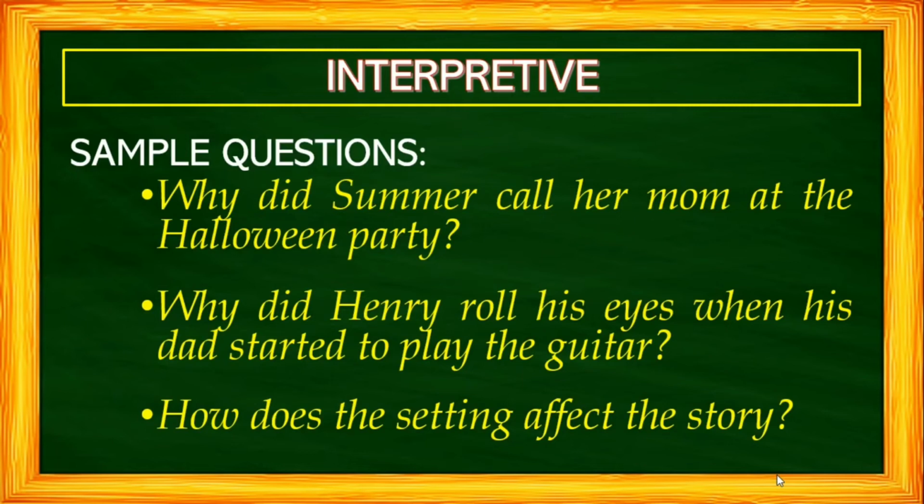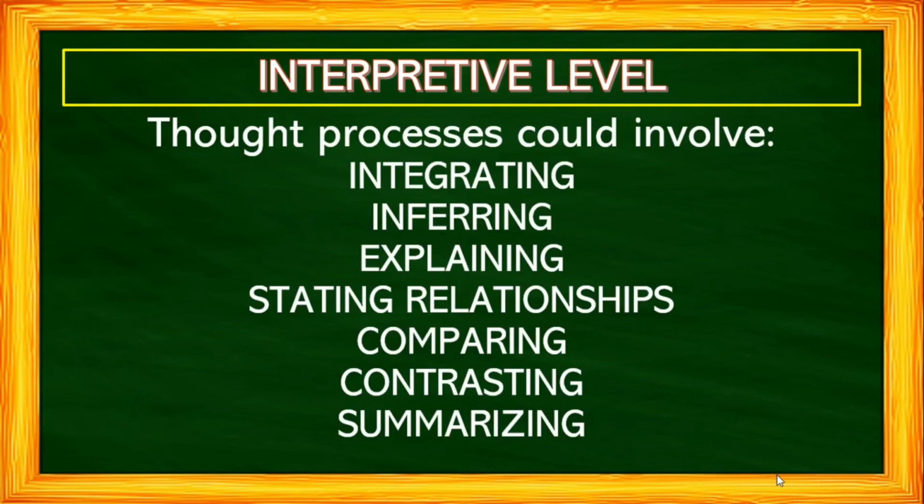First, why did Summer call her mom at the Halloween party? The question started with why. Second, why did Henry roll his eyes when his dad started to play the guitar? And third, how does the setting affect the story? Under interpretive level, thought processes could involve integrating, inferring, explaining, stating relationships, comparing, contrasting, and summarizing.